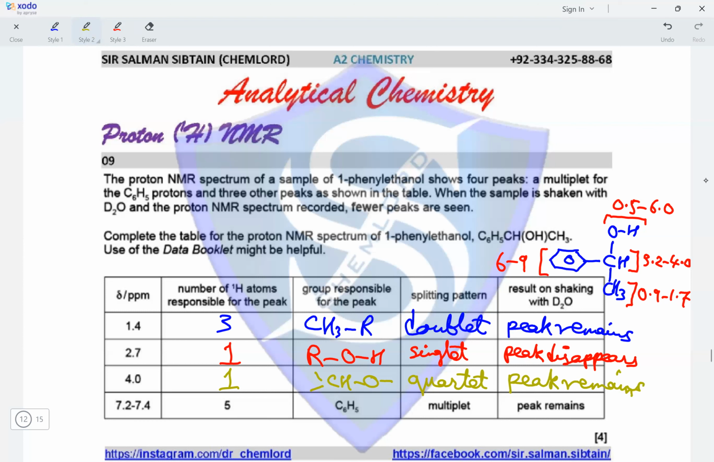And the last peak between 7.2 to 7.4 ppm is for the benzene ring, which contains 5 protons, and its peak would have a splitting pattern of a multiplet. And this peak also does not contain any labile protons, so it would also remain on shaking with D2O. So this part of the table has already been filled.